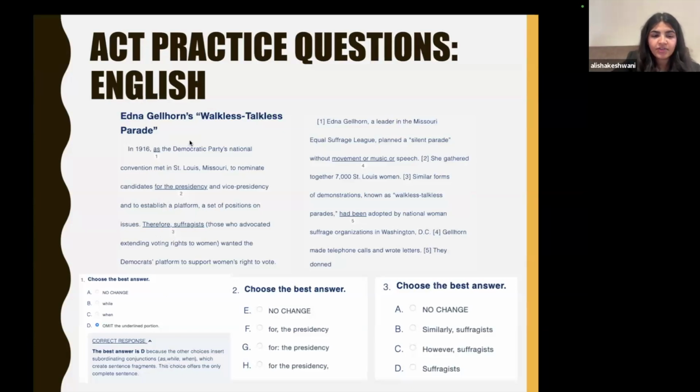If you do decide to omit it and you read the sentence, it would read: in 1916, the Democratic Party's National Convention met in St. Louis, Missouri to nominate candidates for the presidency and vice presidency and to establish a platform, and so on until the sentence ends. So you can see in this case, you don't need the "as" there, because the rest of the sentence is just happening in 1916, which is the beginning of the sentence. And then if everyone also wants to try number two and put their answer in the chat.